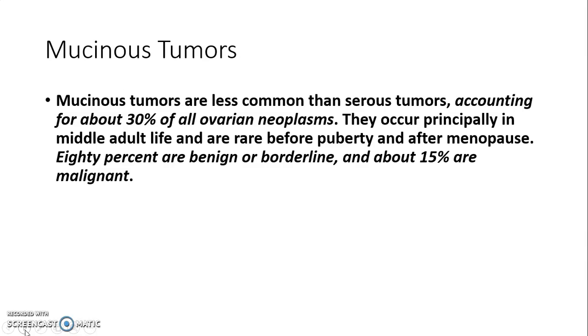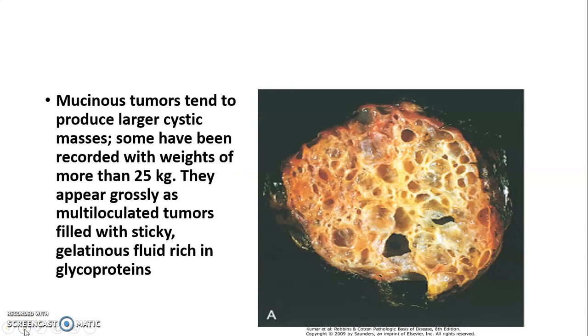Then mucinous tumors. Mucinous tumors are less common than serous tumors, accounting for approximately 30% of all ovarian neoplasms. So most common are serous, then mucinous tumors. They principally occur in middle adult life and are rare before puberty and after menopause. 80% are benign and 15% are malignant. So benign tumors are common. Now this is the gross picture of mucinous tumor. You can see the ovary is enlarged with cystic spaces, multiple locules. It is multiloculated, with multiple cyst formation filled with mucoid material.